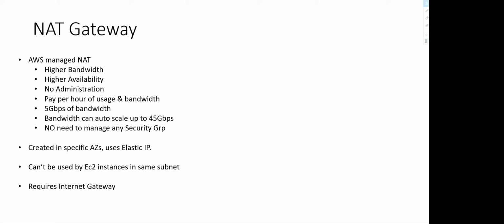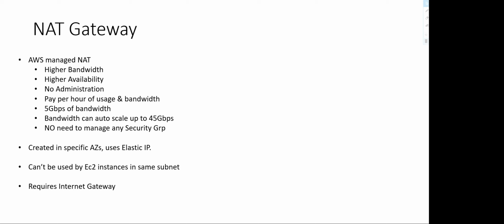So in this lecture we are going to learn about the NAT gateway. We'll learn how to create a NAT gateway, how it can be attached to the private subnet, and how, using the NAT gateway, we can access the internet on the EC2 instances available on the private subnet. Before we start, let us understand what the NAT gateway is and why it is required.